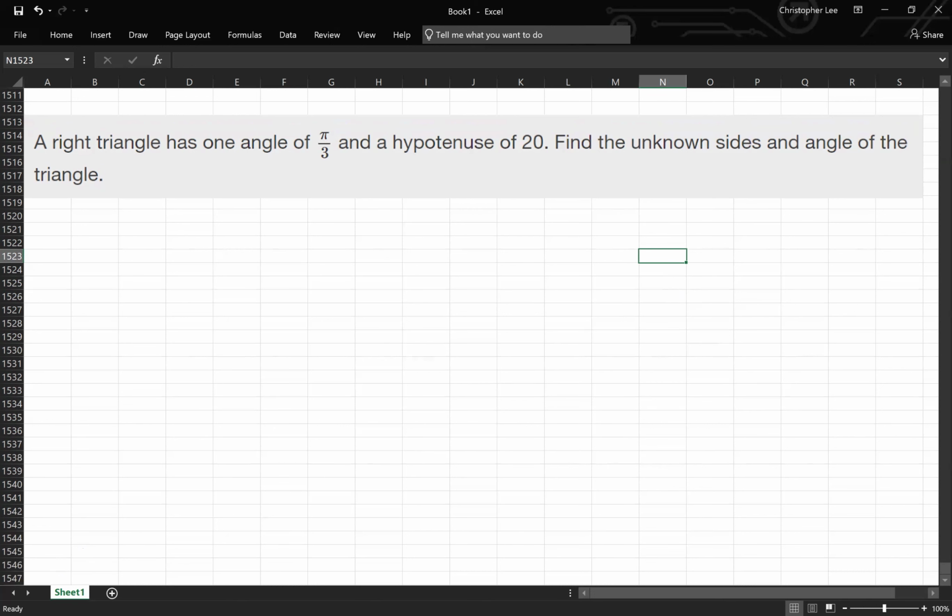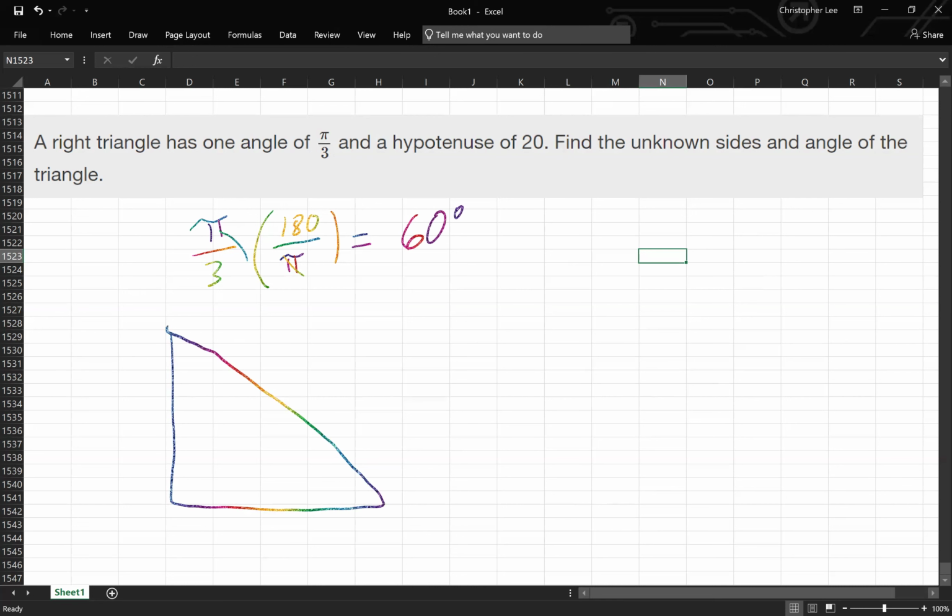All right. So we have pi over 3. Real quick, I want to change that into degrees. So I'm going to do 180 over pi. Let's multiply these out. So I'm going to get, what's that, 60 degrees. So now I have a right triangle. One of the angles will be 60 degrees. The other angle will be 30. And I know that the hypotenuse is 20. I want to know what is, let's say, leg A and leg B, for example.